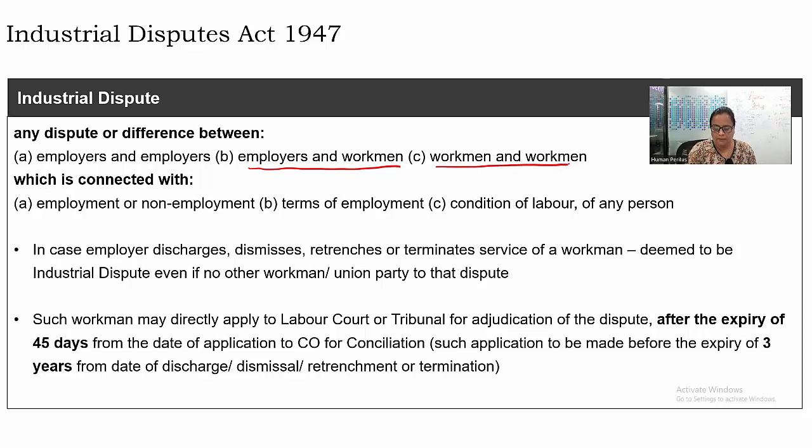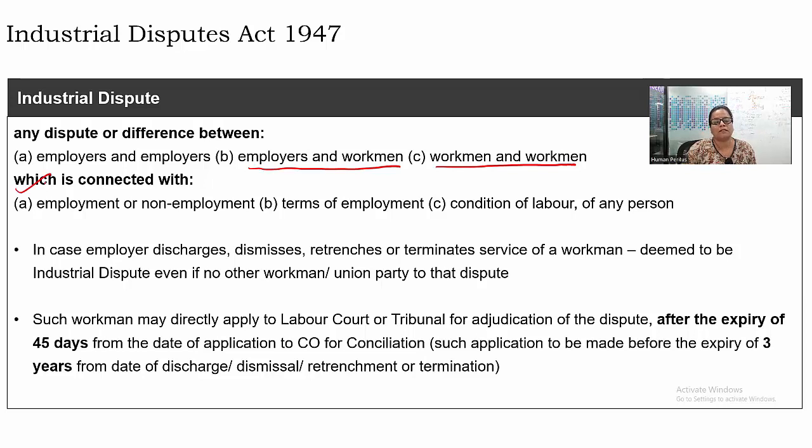Regarding the third category, workmen and workmen, here the dispute might take place between two trade unions which exist in the same company or the same organization. They have a difference of opinion or they might be having a dispute among themselves, between the two trade unions I'm talking about. So this refers to a dispute or difference between the workmen and workmen. Okay. The second part of the definition talks about connection.